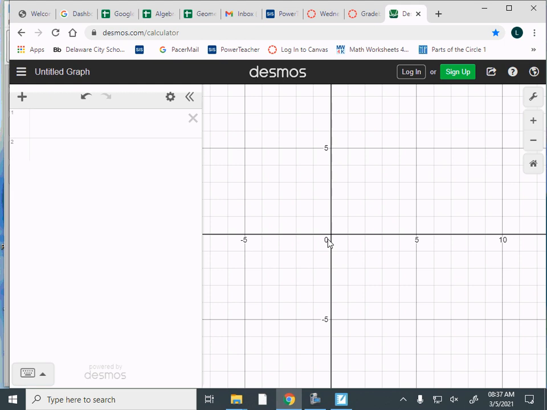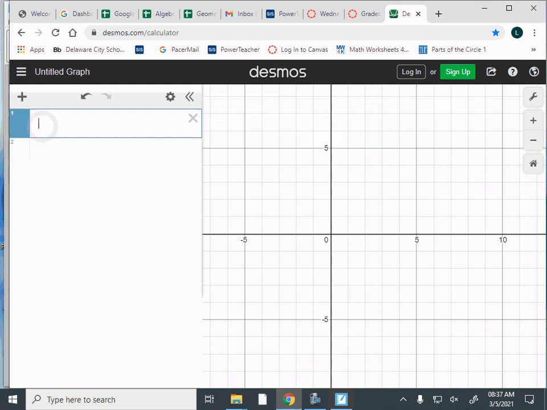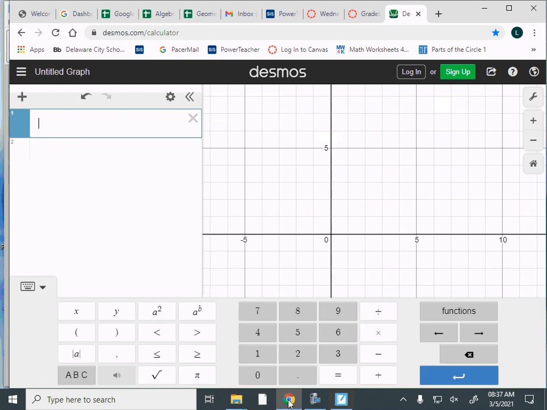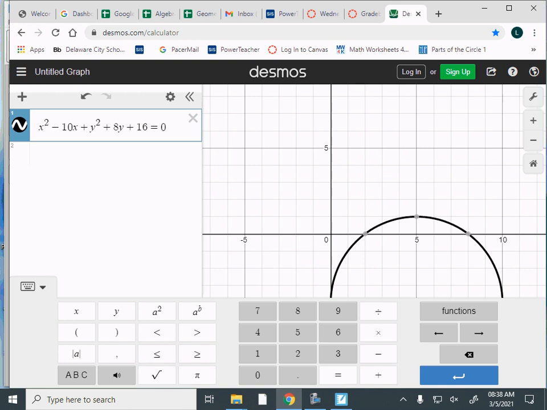All you have to do is type this in exactly how it's written. Type it in exactly how it's written in the Desmos, and it will graph the circle for you. So we have x squared minus 10x plus y squared plus 8y plus 16 equals 0. Oh, put it exactly how it is.